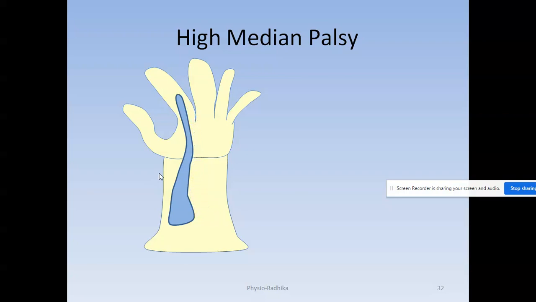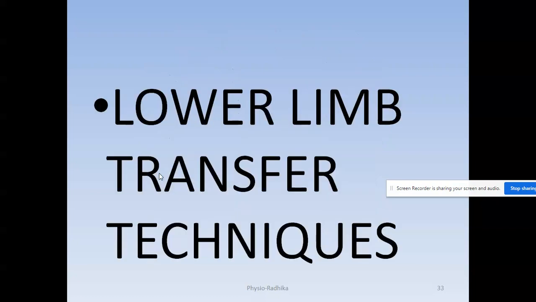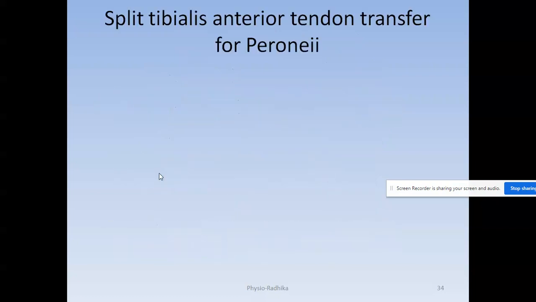He will rotate the muscle, get it in front, that is the anterior side, and attach it to the thumb so that the opposition action takes place. Coming to lower limb transfers.